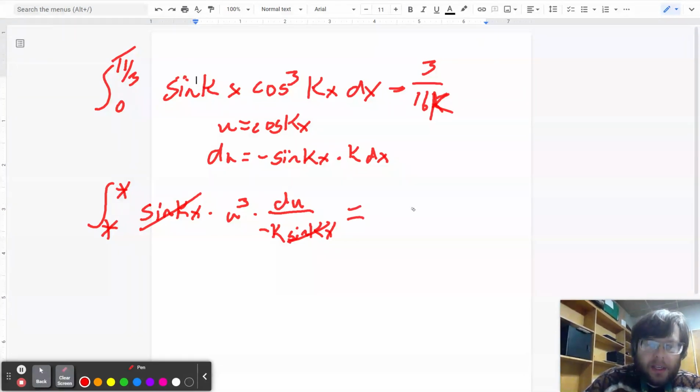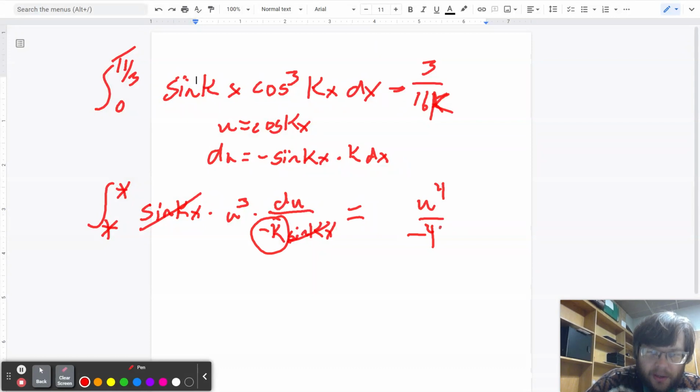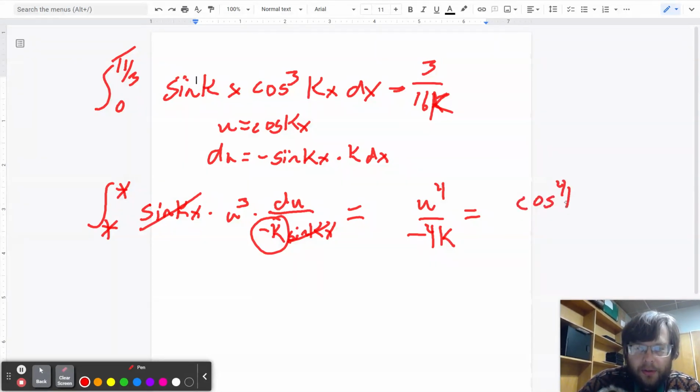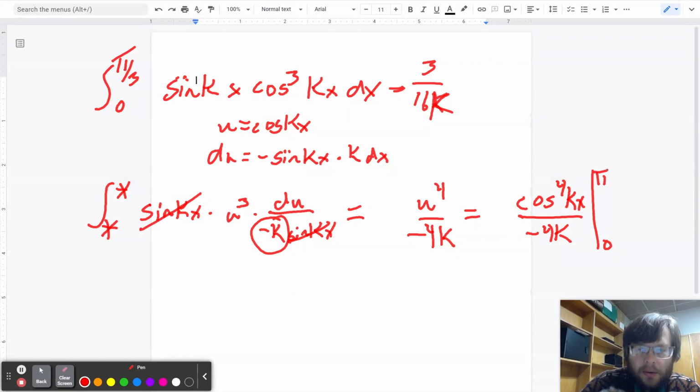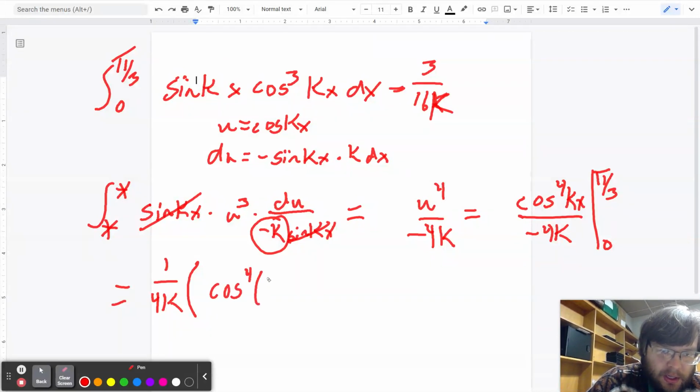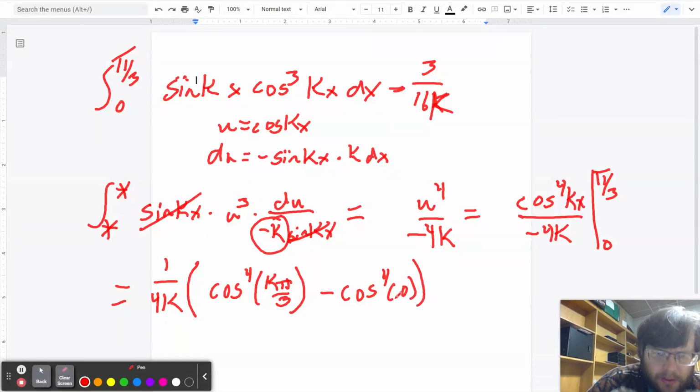So then I take the integral and I get u to the fourth over 4, but I had a negative k on the bottom, so I go negative 4k like that. And then I'm going to back substitute and use my original bounds. So I have cosine to the fourth of kx over negative 4k evaluated from 0 to pi over 3. So we end up with negative 1 over 4k times cosine to the fourth of k pi over 3 minus cosine to the fourth of 0, which is equal to 1.